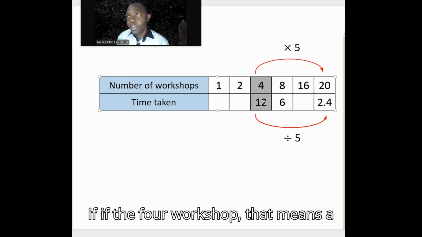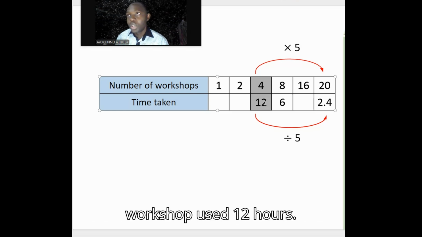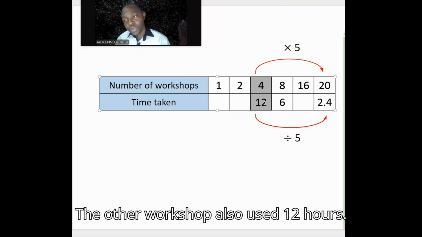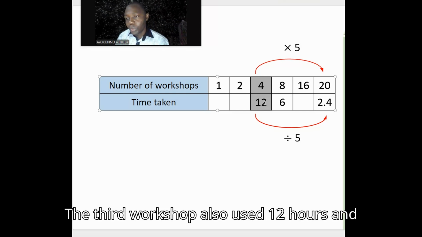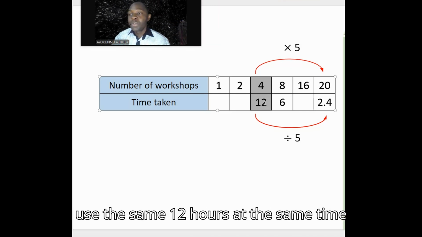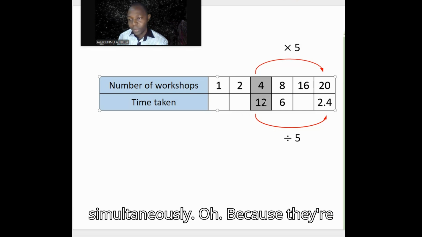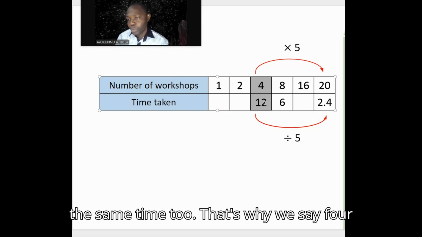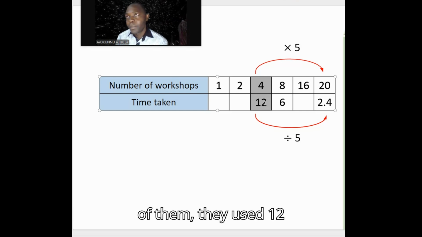If the 4 workshops used 12 hours, that means one workshop used 12 hours, the other workshop also used 12 hours, the third workshop also used 12 hours, and the fourth also used 12, but they used the same 12 hours at the same time, simultaneously, because they're working at the same rate. That's why we say 4 of them used 12 hours.